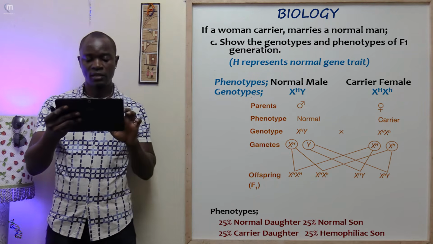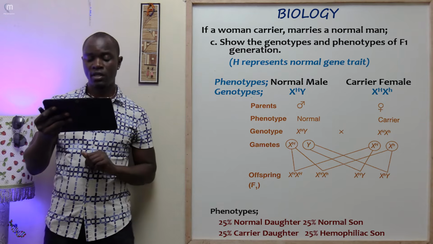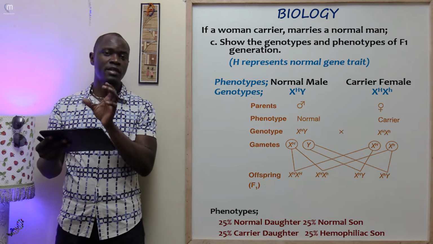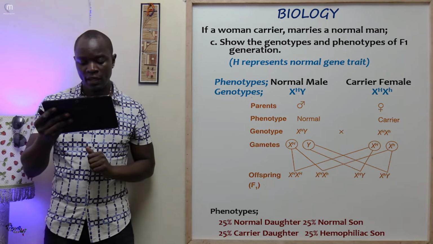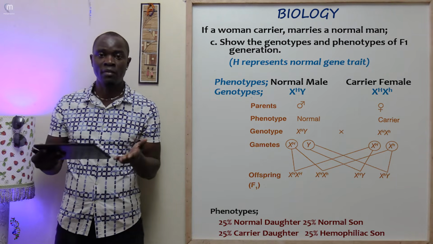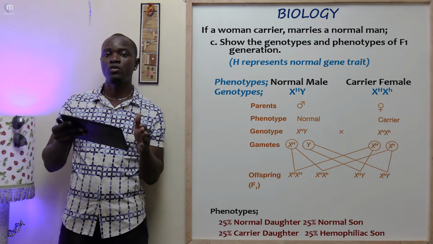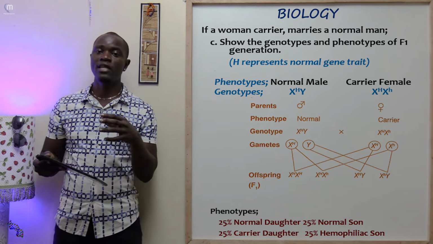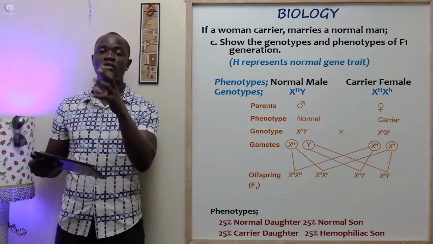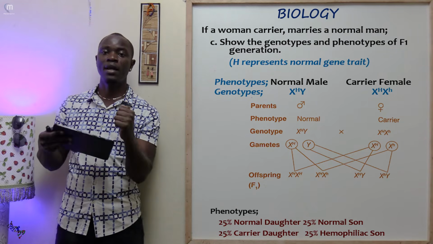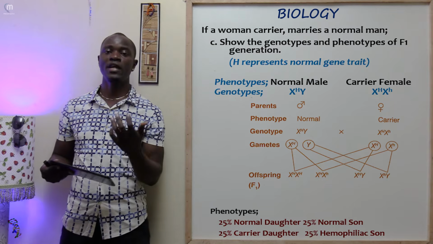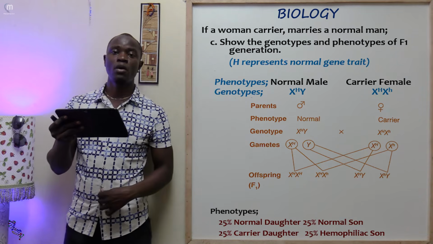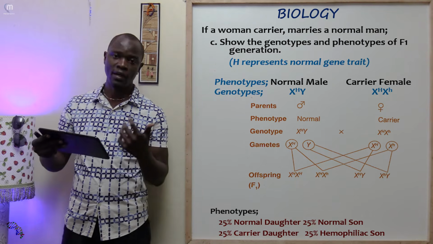So as you can see, the offspring down there in F1 generation, we have a normal female because it is X capital H, X capital H, purely normal female. Then the next one, we have a carrier female. Why a carrier female? Because the first allele is capital H, which symbolizes normal, but the second one is X small h, which symbolizes she is a carrier. She's normal phenotypically, but in her genes she has the potential of providing an offspring with hemophilia. Then the third one, we have a purely normal male. Then the next one, we have a hemophiliac male.